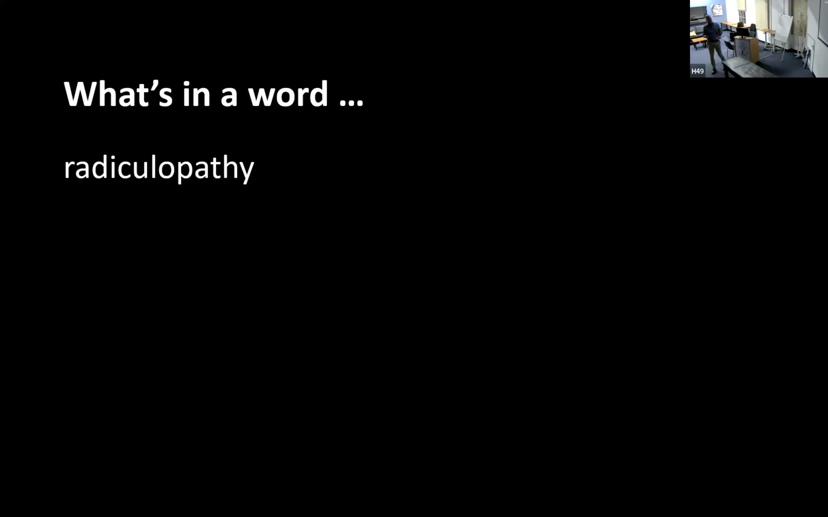So I want you to think about radiculopathy. Often I get that from my registrars. They'll say C5, 6, whatever that means. I always say, is that a level? Is it 2 roots? What are you talking about? So you must be quite specific.